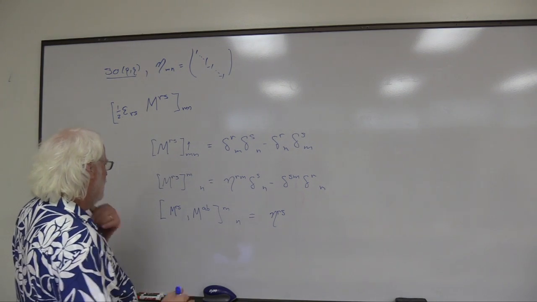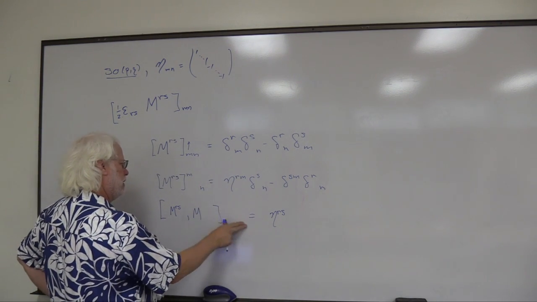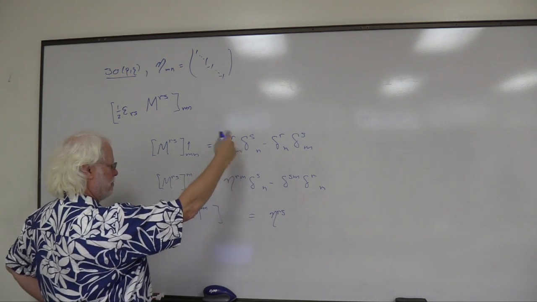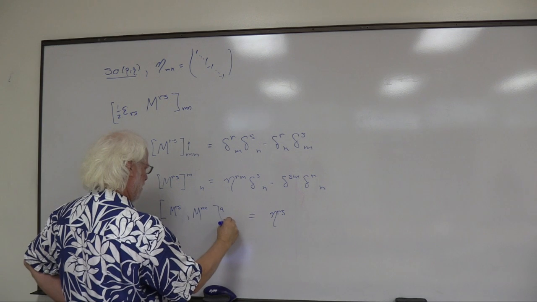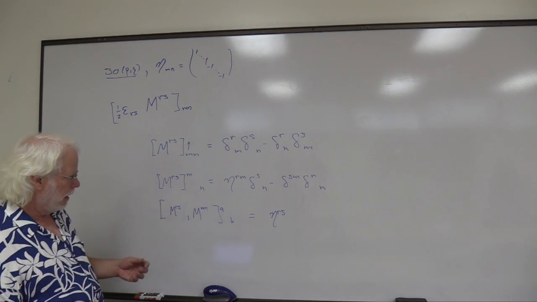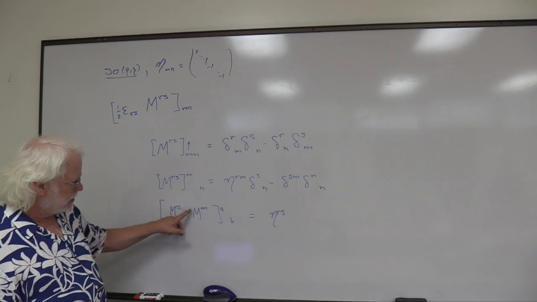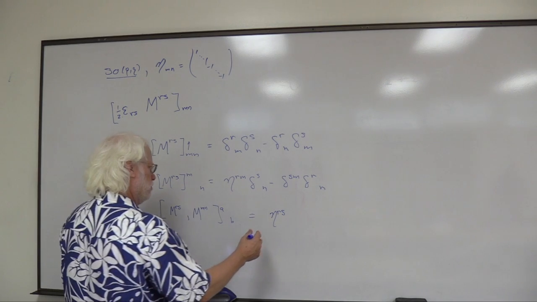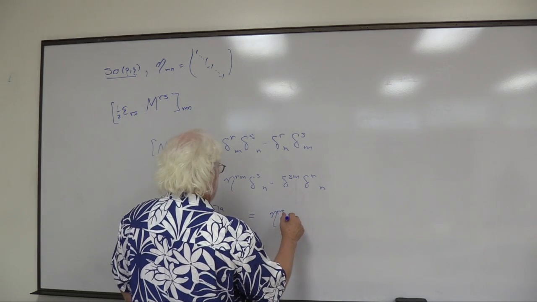Let's see. All right, let me do this differently. Let me take the indices from the beginning of the alphabet, like AB, and MNRS from the middle. These are just labels telling us which generator we've got. So now we can take.